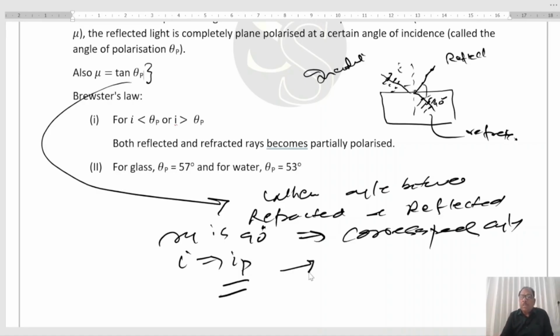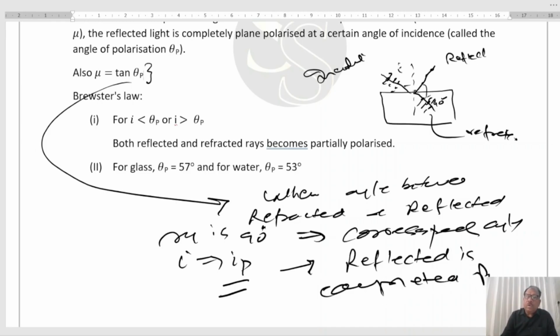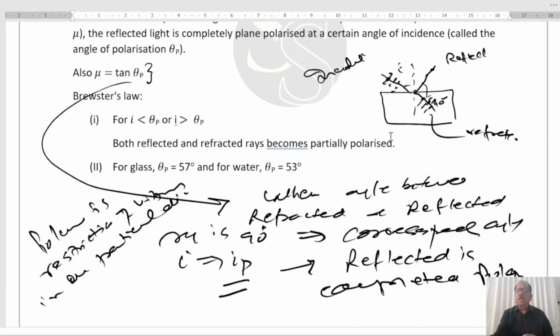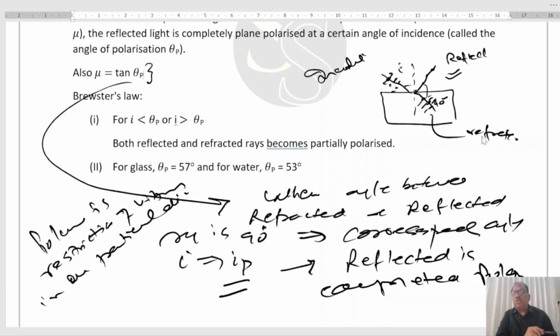At this angle, the reflected ray is completely polarized. What is polarization? Polarization is restriction of vibrations in one particular direction, right? So this ray is completely polarized, that is the reflected ray is completely polarized, and the refracted is partially polarized, right?